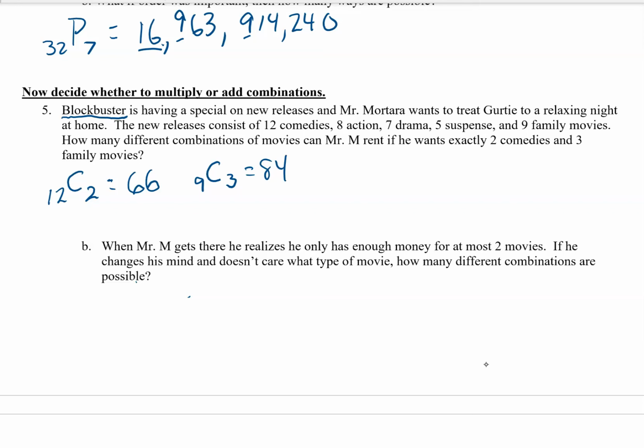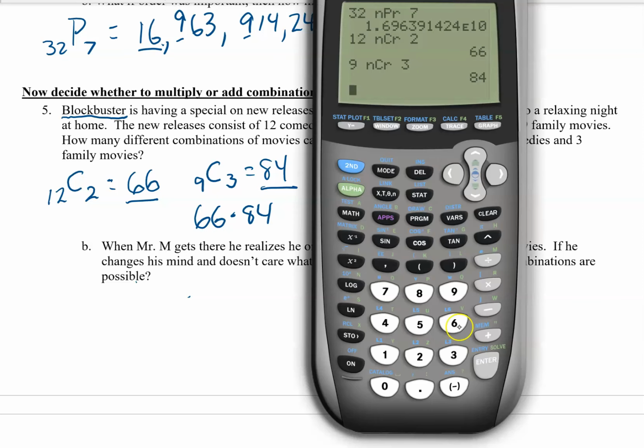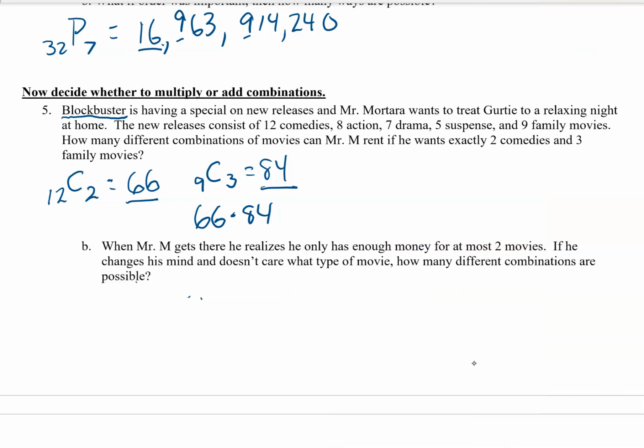Now, each combination of comedies is separate from your combination of family movies. So we're going to multiply these together. So 66 times 84, 5,544 options.